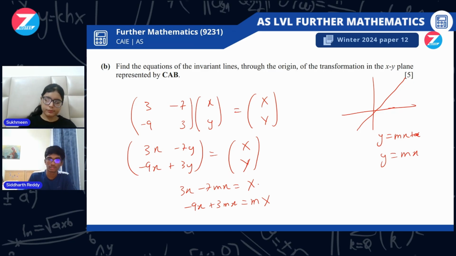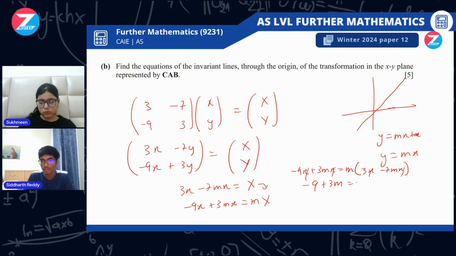So we have this for X and we can substitute it. So we have minus 9x plus 3mx is equal to m into 3x minus 7mx. So cancel all the x's. So that's minus 9 plus 3m is equal to 3m minus 7m squared. 3m cancels. So you have 7m squared is equal to 9, and m squared is equal to 9 by 7.